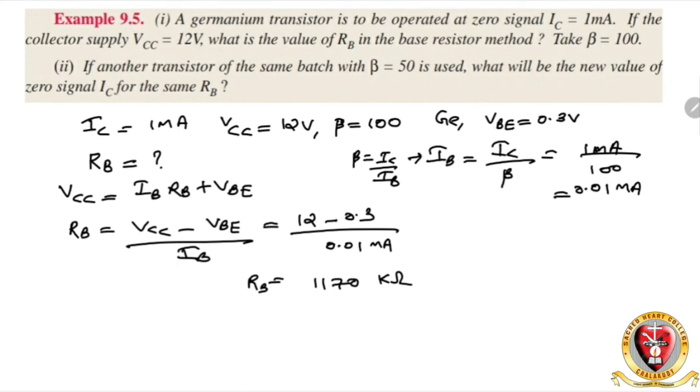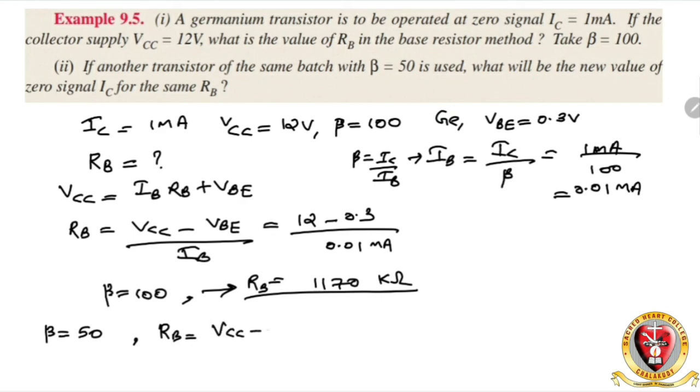Now the second question. In the first case, if beta is equal to 100, RB value is 1170 kilo ohm. In the second case, beta is reduced to half of that in the previous case, that is beta is equal to 50. Using the same equation, no other values changed. So RB is equal to VCC minus VBE by IB.